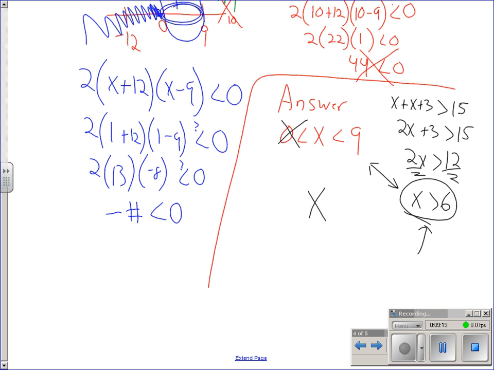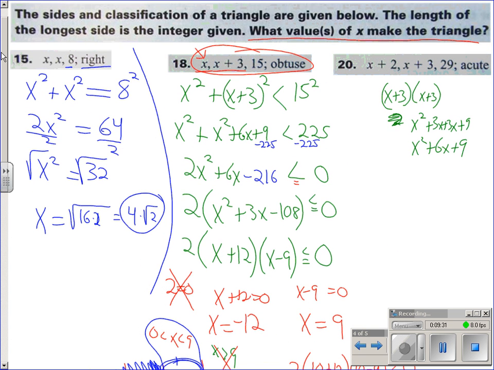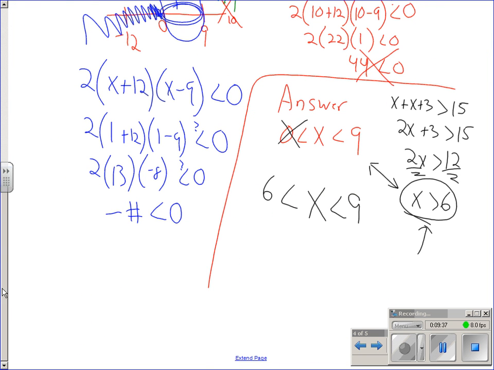So our true answer is x values greater than 6 and less than 9. If you have an x value anywhere more than 6 but less than 9, you have a triangle, and more specifically, you have an obtuse triangle with these three side lengths. So our answer is that.